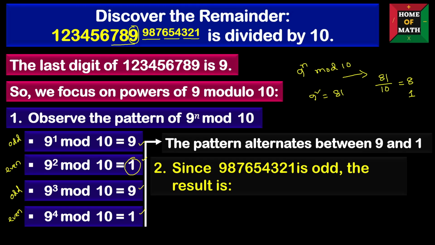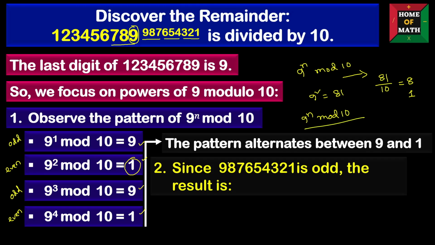Since we can easily find the result, we do not need to calculate this big number. 9 to the power of this huge number is a big number, and a normal calculator will not give the perfect result. But once we know about 9 to the power n modulo 10, we can easily find out the result.